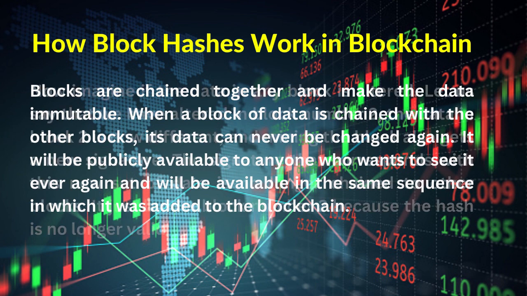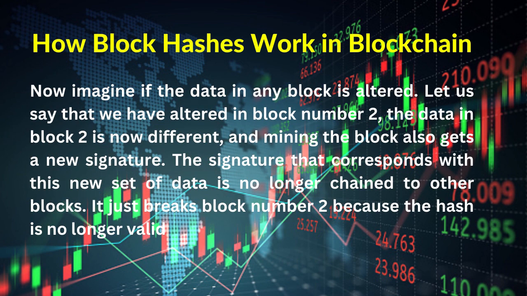Imagine if the data in a block is altered. Let's say we have altered block number 2. The data in block number 2 is now different, and mining the block also gives it a new signature. The signature that corresponds with this new set of data no longer matches the other blocks. It breaks block number 2 because the hash is no longer valid, and it also invalidates every single block that comes after it to the end of the chain.